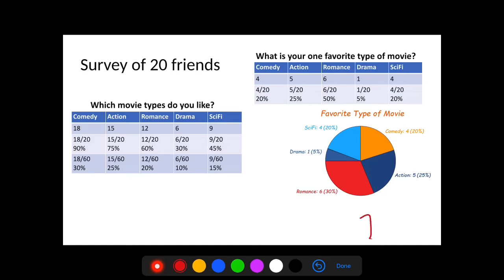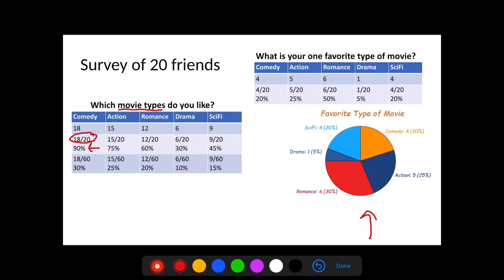So this over here is what we were just looking at. If I change the question to not be what's your favorite, but what movie types do you like? That means one friend could show up in multiple categories. We start to have a problem with pie charts. So if I take each number and divide it by 20, the number of friends, that tells me 90% of my friends like comedy.